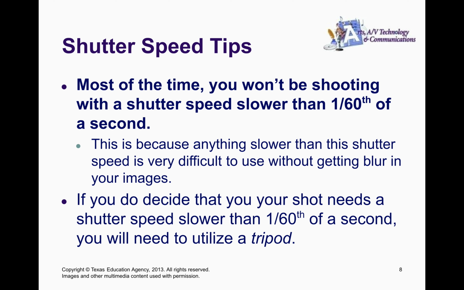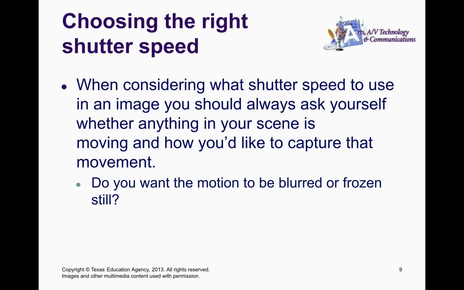So, tips. This is super important. This would be a quiz or test question. Most of the time you won't be shooting with a shutter speed slower than 1/60th of a second. And the reason, you guys, is that anything slower than that will be difficult without getting blurred images. That's why you have to have a tripod if it's less than 1/60th of a second. So it says right here, if you do decide that your shutter speed needs to be slower than 1/60th, you'll need to utilize a tripod. I just said that.